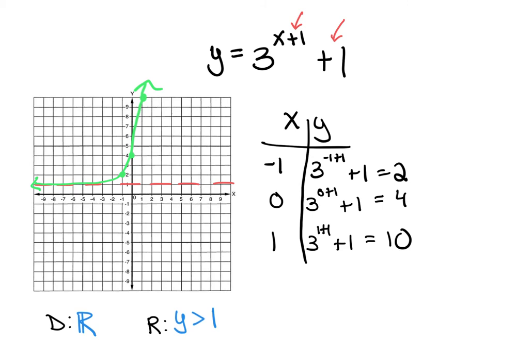All right, so here's everything. Because of this +1, the asymptote was shifted up 1. Here's my function table. I plotted the 3 points. The b value shows exponential growth. Domain is all real numbers, and the range, all y values greater than 1.